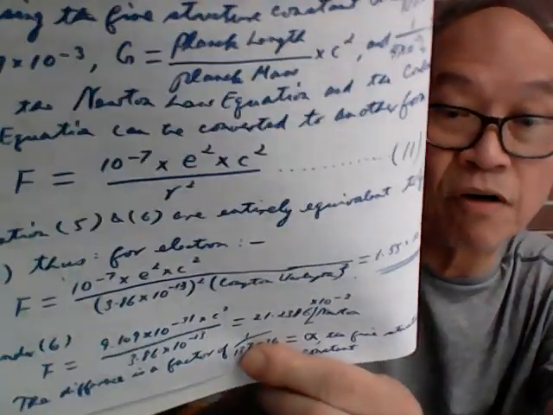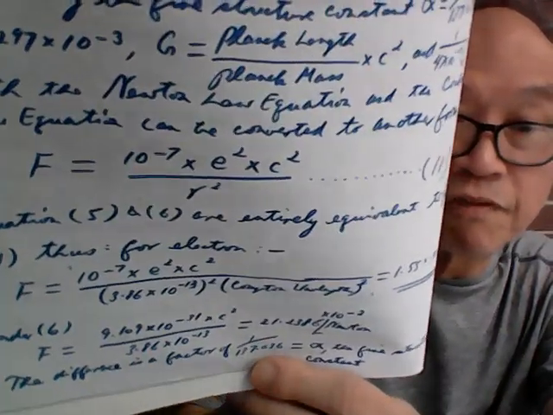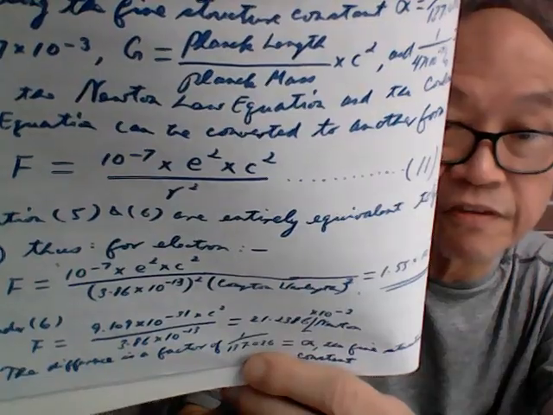So you think, oh, that must be a difference. Looks like it has a difference. But actually, the difference is just a factor of 137.036, or alpha, the fine structure constant, which is the conversion factor that I mentioned in video 13 and earlier in this video.